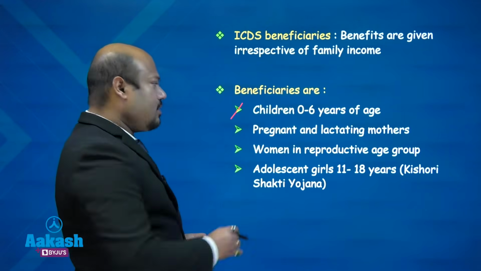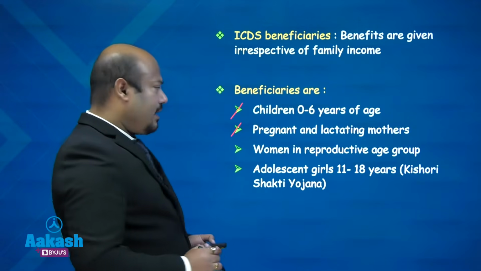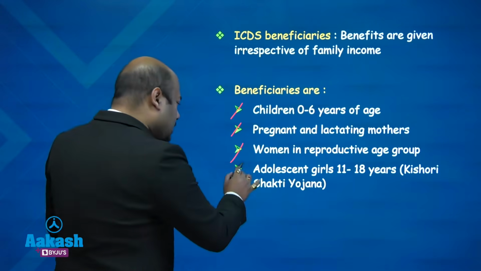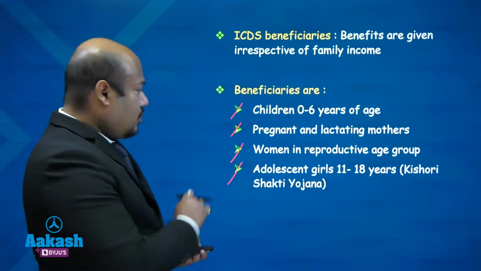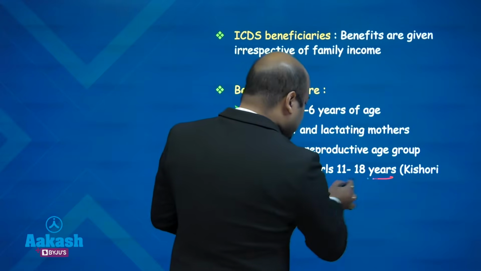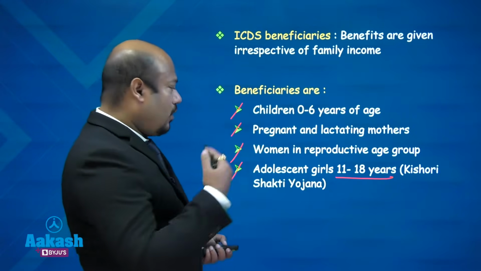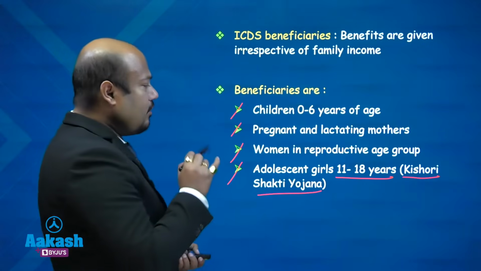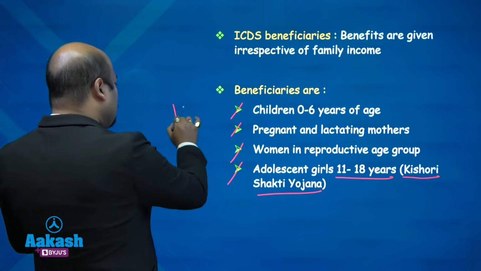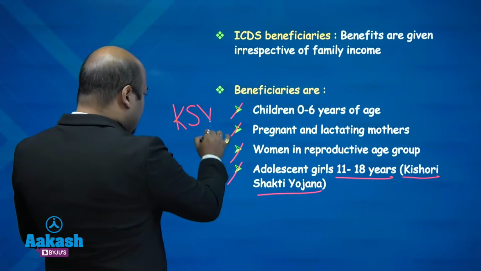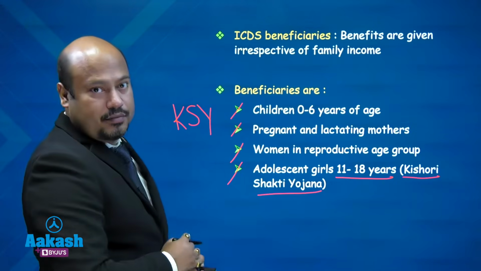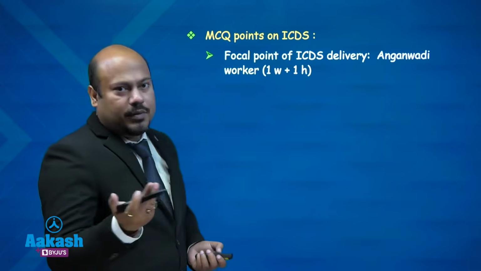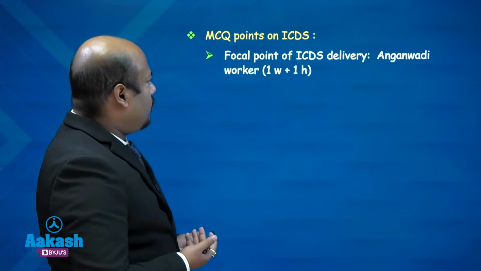And who are the ICDS beneficiaries? Children 0 to 6 years, as we have discussed, pregnant and lactating mothers, women in the reproductive age group, and adolescent girls. Adolescent girls 11 to 18 years under the ICDS, we call this the Kishori Shakti Yojana. So basically what I'm trying to say is that this Kishori Shakti Yojana is under the ICDS scheme. Am I clear? Some more important MCQ points on ICDS because I'm discussing this.